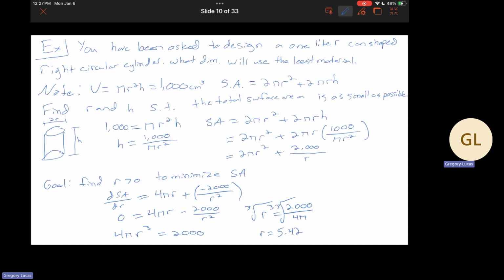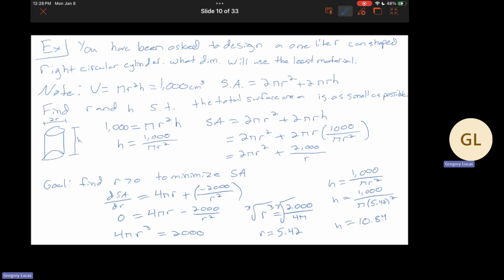Okay. So if we know r is about 5.42, we have to go ahead and plug that back into h. So we know h is equal to 1000 over pi r squared. So h is equal to 1000 divided by pi times 5.42 squared. So h would be 10.84. So with these, it's very important to say what our final conclusion is.